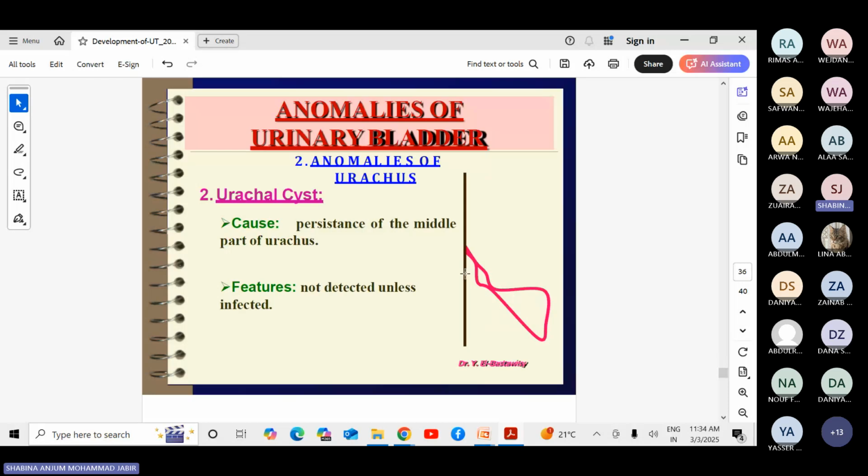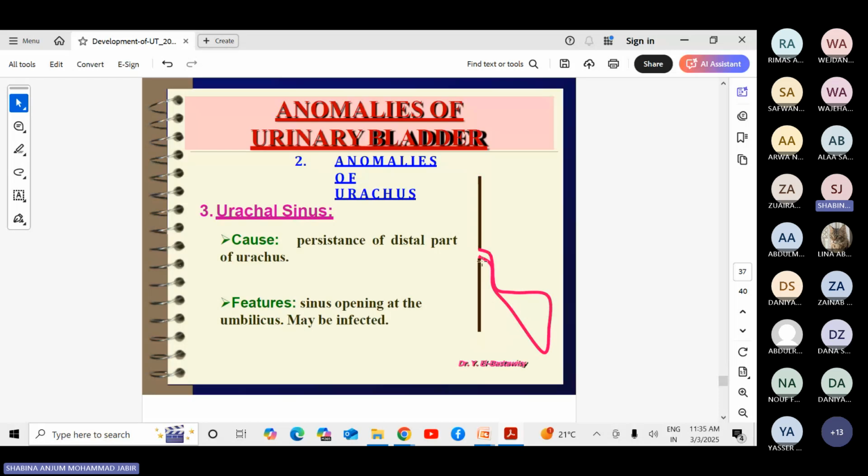Sometimes the urachus will not completely disappear, so it will persist in the middle part. This will not cause any problem; you cannot identify it unless there is infection. Then we have the urachal sinus. Sinus means the distal part will be persistent. It means there is no connection with the urinary bladder, only this small part will be open, and if this is open it will be a common site for infection.